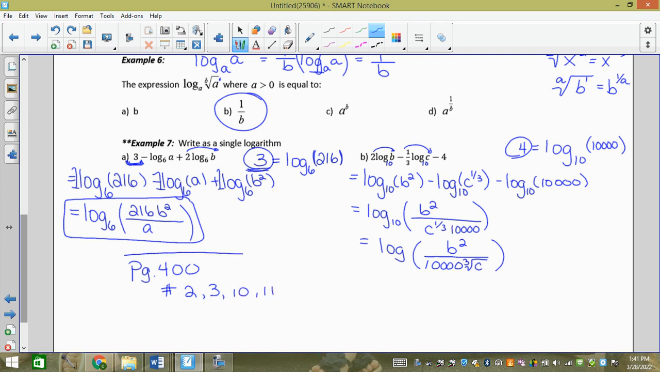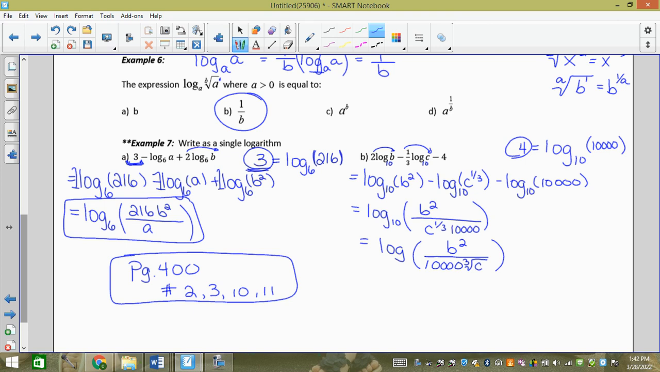Now 10 and 11 say state restrictions. I'm not concerned about the restrictions for now. We're going to talk about restrictions when we go into solving, which we're going to start tomorrow, solving logs. So don't worry, where 10 and 11 says and state restrictions, don't worry about the restrictions. You're just going to have to put them together. Those are all the ones you put together.